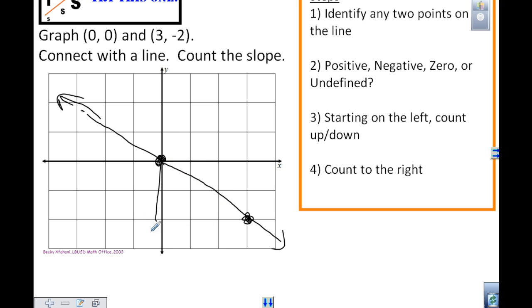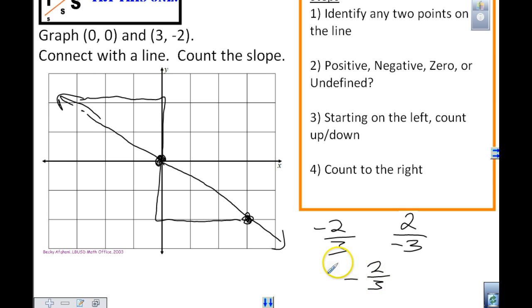Okay, so down 2, right 1, you get negative 2/3. Or you could have gone up 2, left 3. Either way, the answer is negative 2/3. So whether a negative's on the top or the bottom, that's the same thing, so we get the same slope. Hopefully the first thing you came up with is that this is negative. This is definitely negative. You write the sign first, then you just count up, down, left, and right. Don't have to worry about signs.